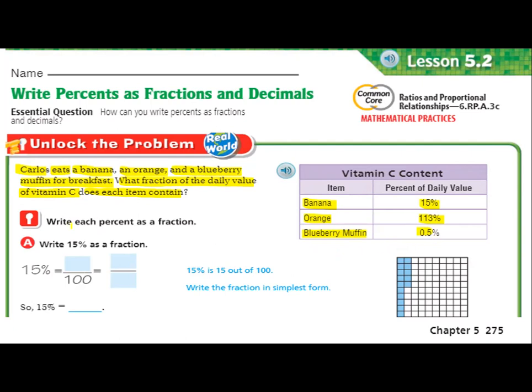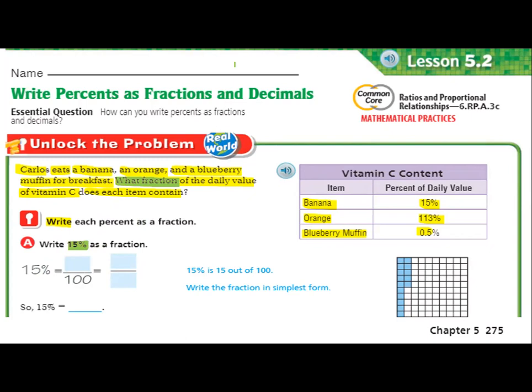So I need to write each percent as a fraction. The question asks us, what fraction? Again, what fraction? Please highlight it like me, or underline it, or circle it to know what is required. What fraction of each item? So the first item is banana. It's 15%. So 15% as a fraction, all of us know this.